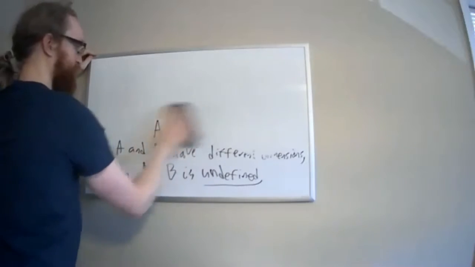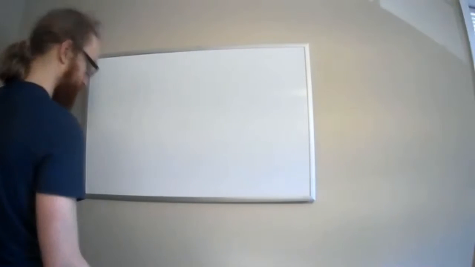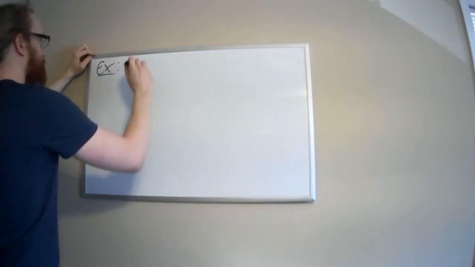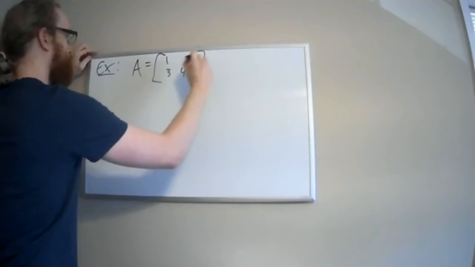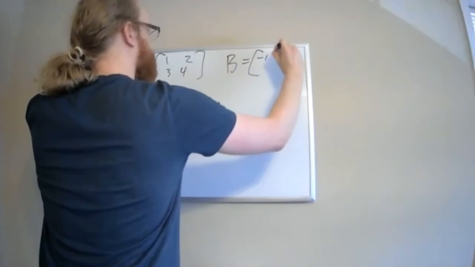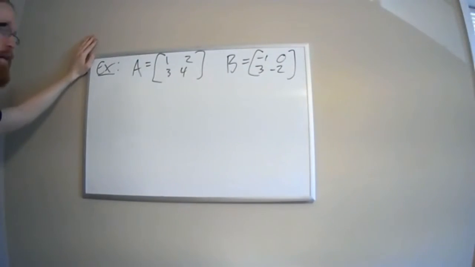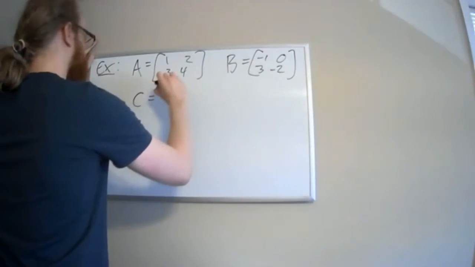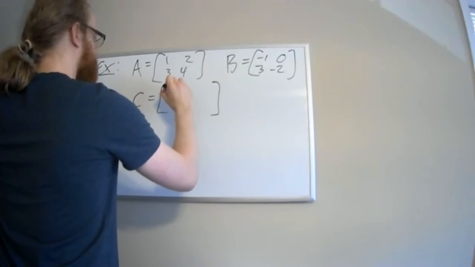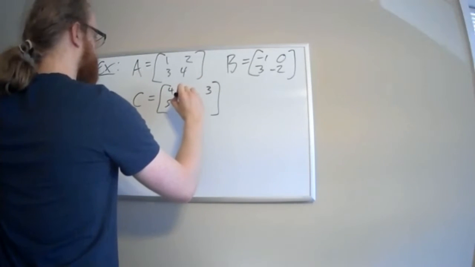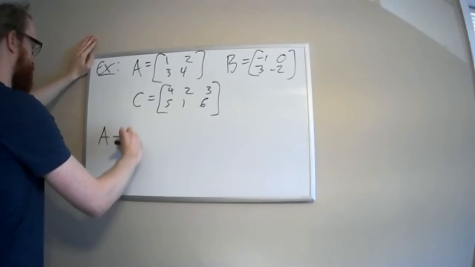So let me show you some more explicit examples instead of just writing this abstract definition on the board. Let's do some examples here. Let's say A is this matrix, 1, 2, 3, 4. B is this matrix, -1, 0, 3, -2. And let's say C is another matrix, like this. Okay. What is A plus B then?